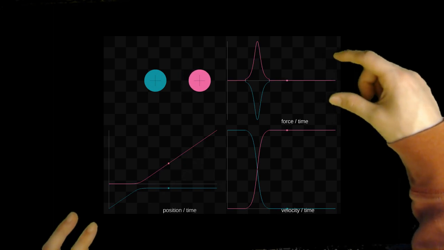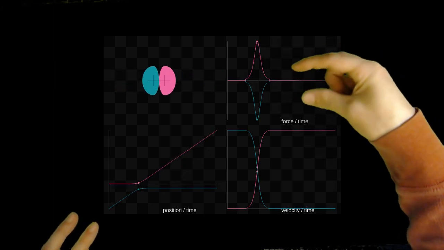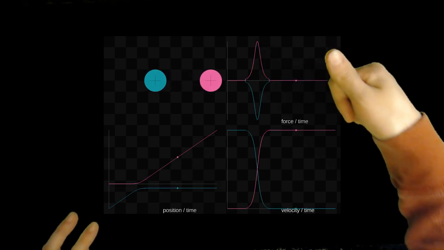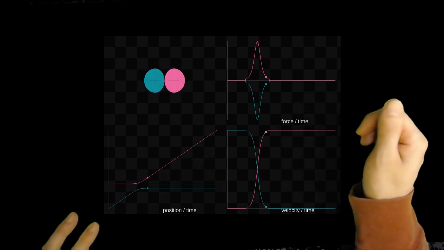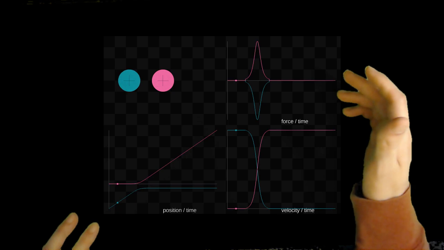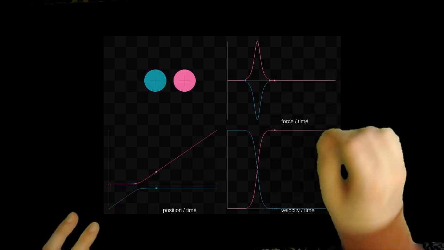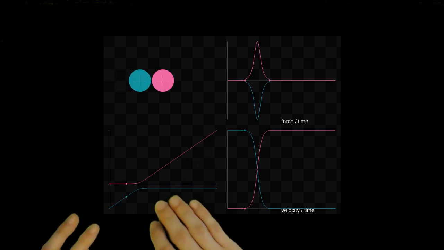So notice how the force graph has a perfect reflectional symmetry about this horizontal line. Hopefully that makes sense. At every point in time, the red object and the blue object feel the exact same force. Just one is negative and one is positive. So that's good.